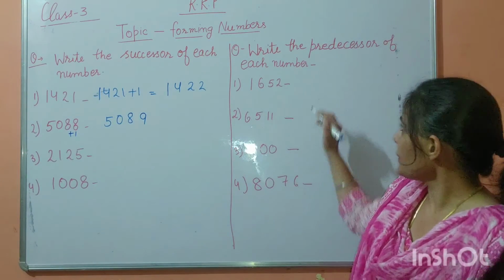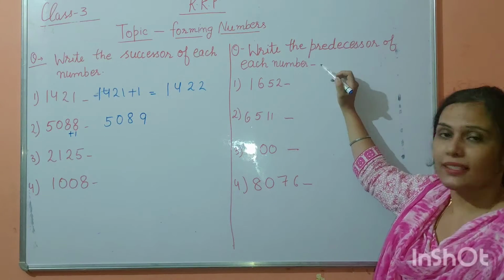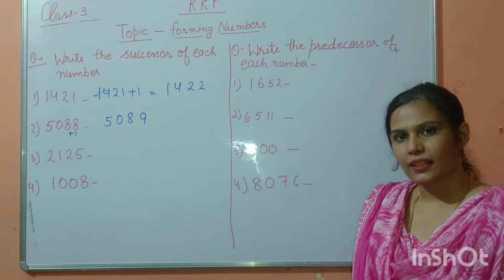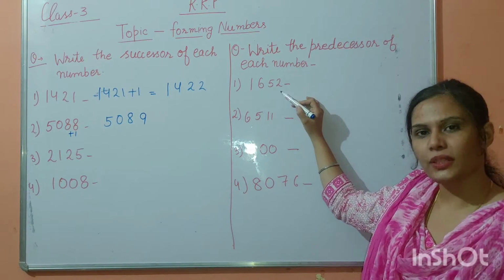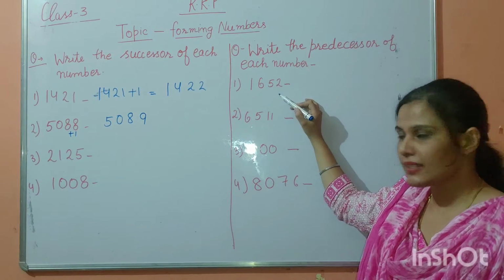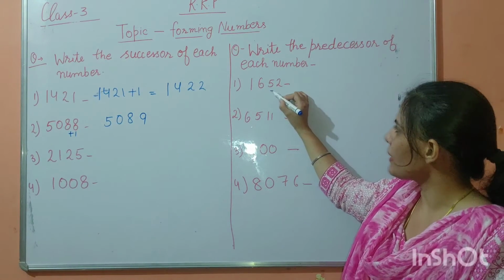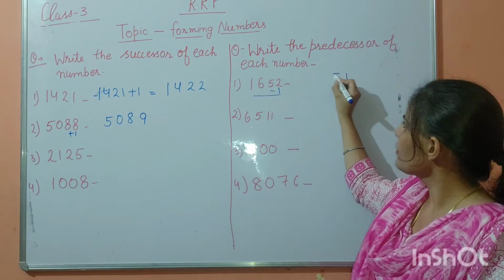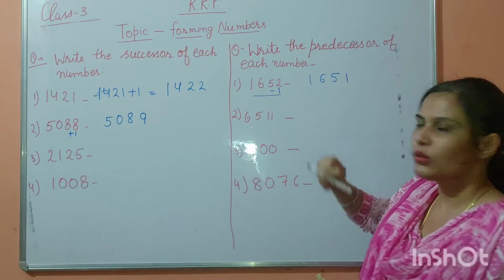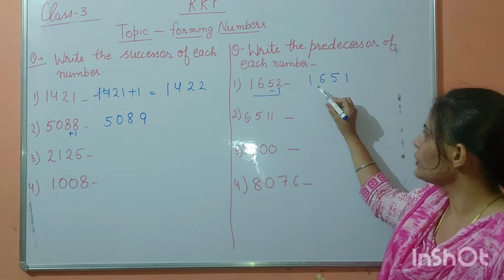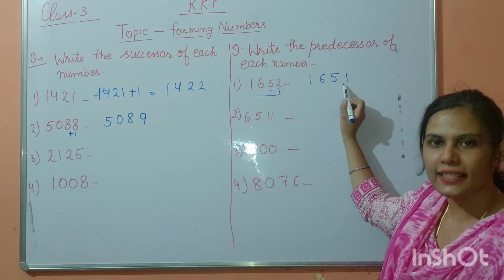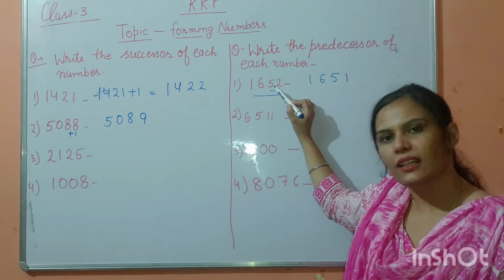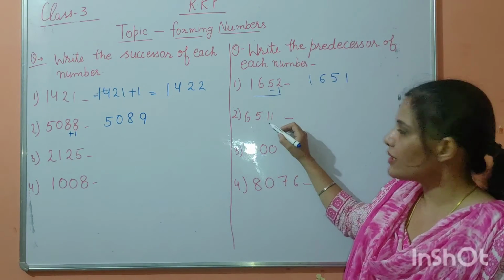Now come here, write the predecessor of each number. As I told you how to get the predecessor, when you subtract 1 from the given number, you will get the predecessor. If I subtract 1 from here, what will it become? 2 minus 1 is 1, 5, 6, 1. So what is the predecessor? 1651 is the predecessor of what? 1652.